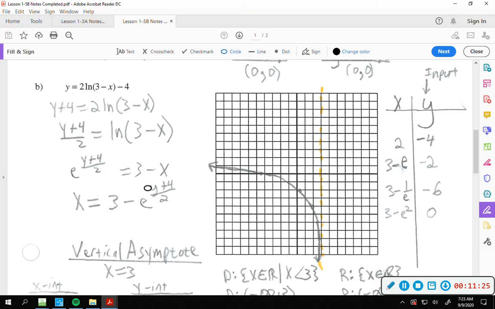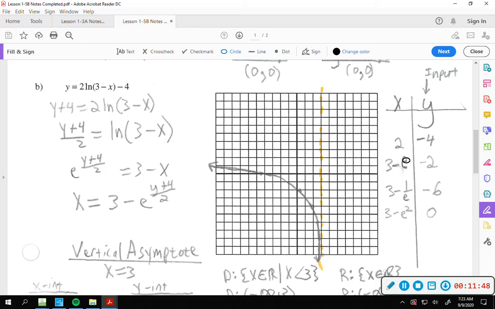The most interesting value of y here is negative 4. Negative 4 plus 4 is 0. 0 divided by 2 is 0. e to the 0 is 1. And 3 minus 1 gives an x value of 2. That's why I have the point (2, negative 4). That's the only really solid point we're going to get.